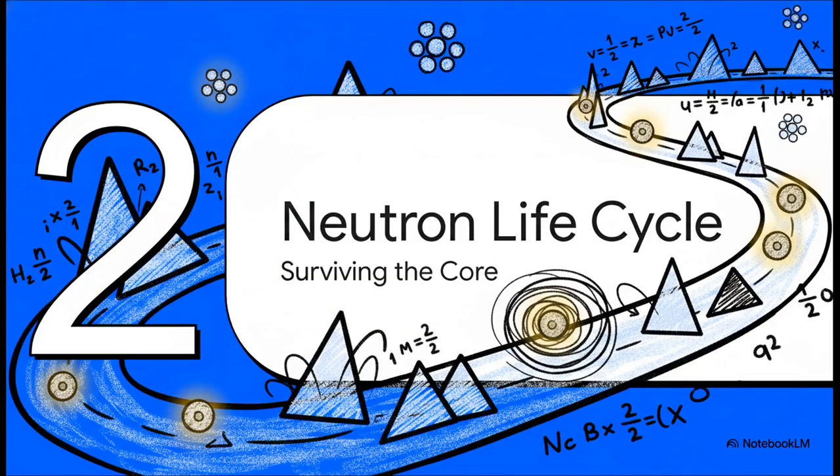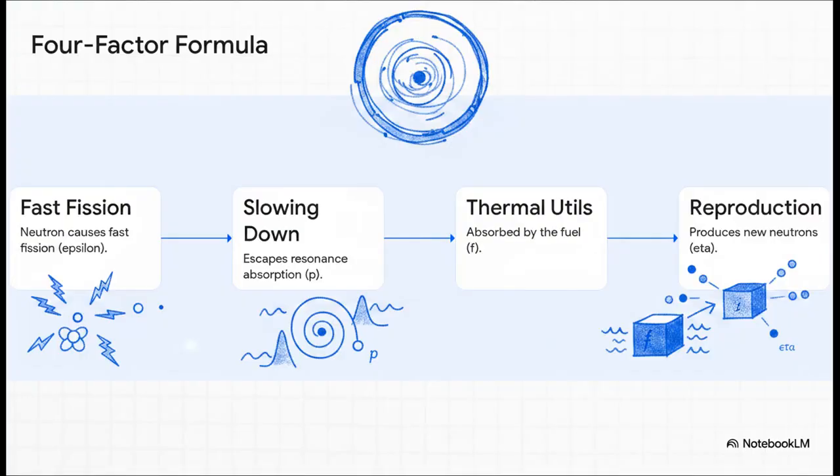Moving right along to Section 2. The neutron life cycle, surviving the core. To really grasp how we achieve that magic K equals 1, we have to look at the incredibly treacherous journey of a single newly born neutron. Think of it like a crazy obstacle course. Now, in a theoretical infinite reactor, a neutron has to survive 4 massive hurdles. This is called the 4-factor formula.